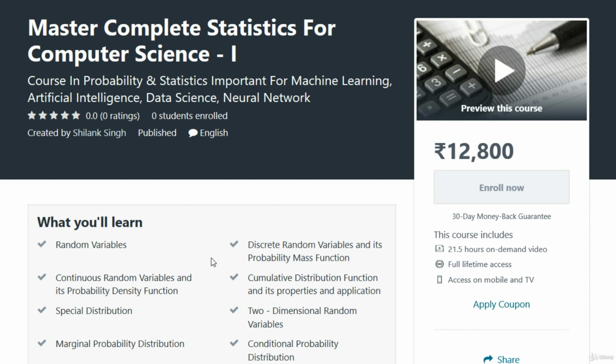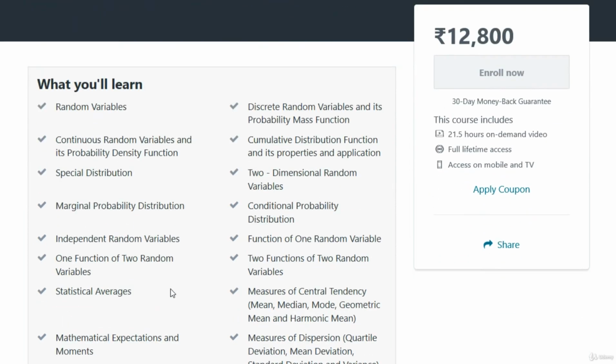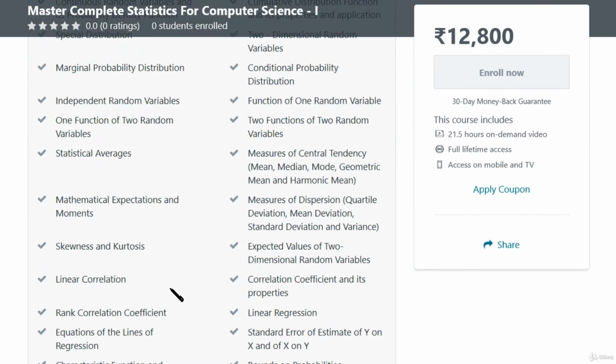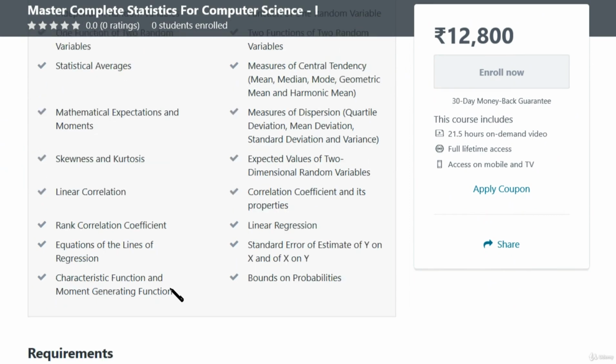Now what you will learn from this course is given over here. That is, the topics which we are going to cover in this course are random variable, discrete random variable and its probability mass function, continuous random variable and its probability mass function, and many more topics which are mentioned over here. You can see over here.